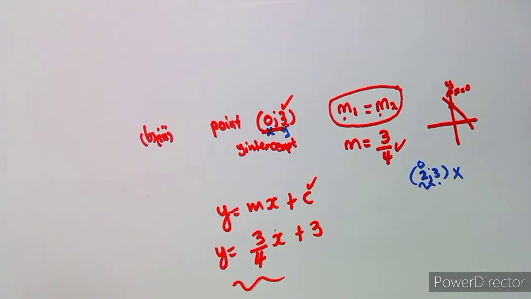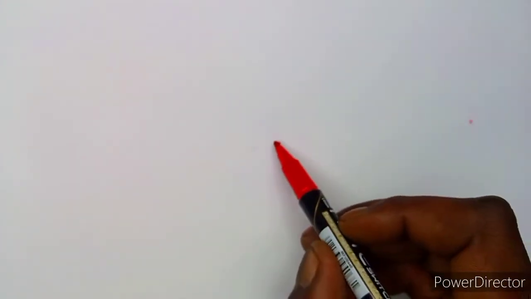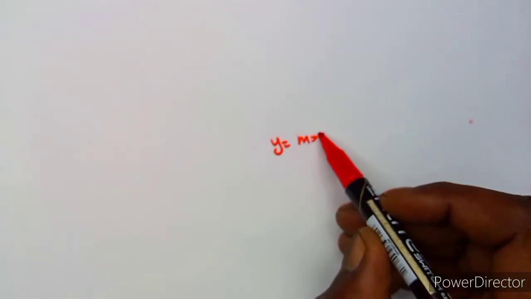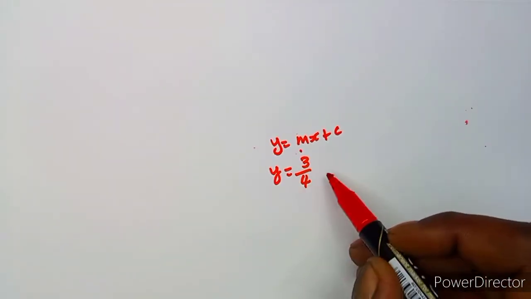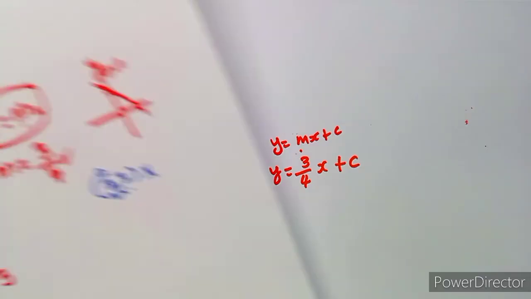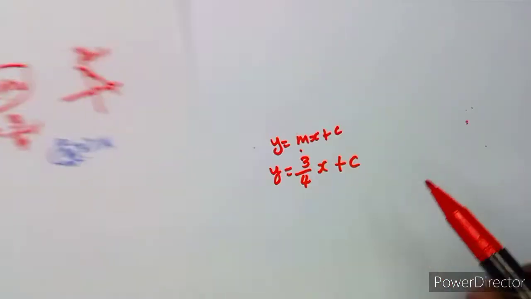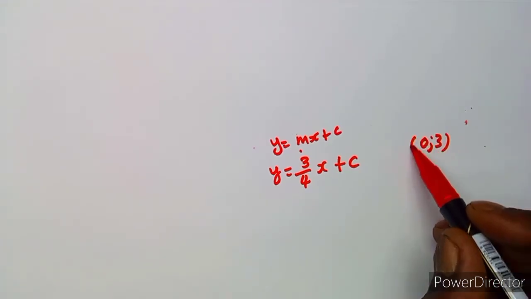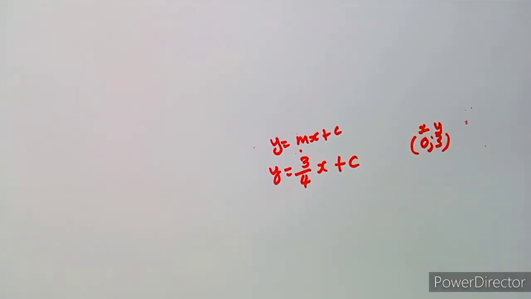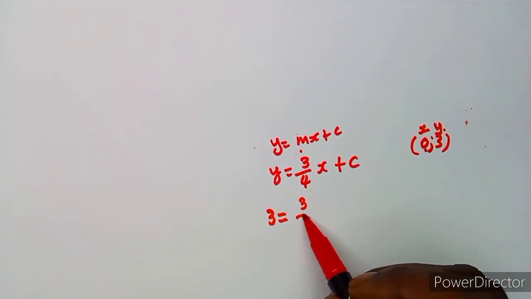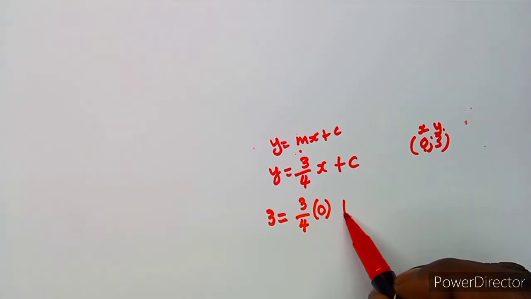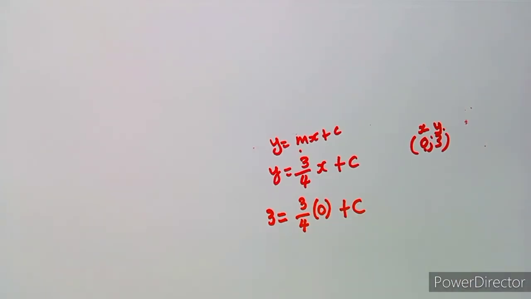It doesn't mean it was going to give us a wrong answer. No. Let's say you wanted to use the longer concept, y is equal to mx plus c. Then you substitute your m, which is the gradient, that is 3 over 4. So y is equal to 3 over 4x plus c. Since you are given the point 0, 3, you are going to substitute this point. This is your x, this is your y. So y is equal to 3 when x is equal to 0. So it's 3 over 4 times x, which is 0, plus c.